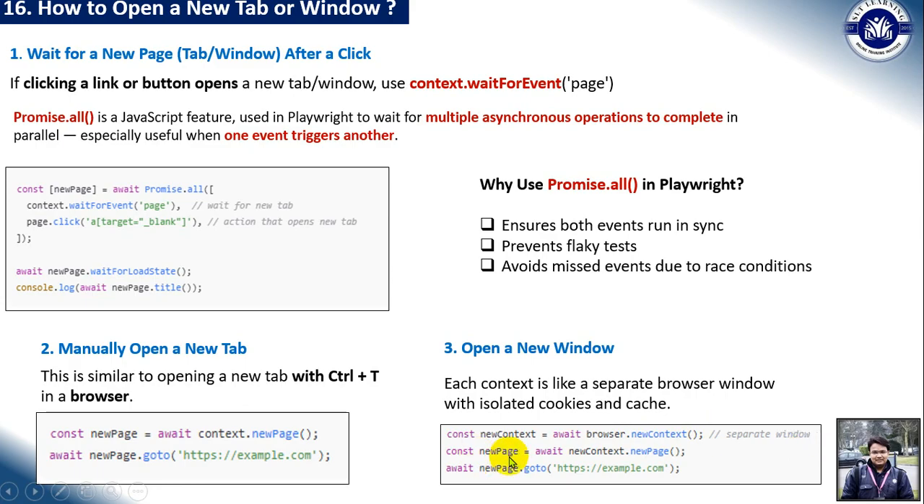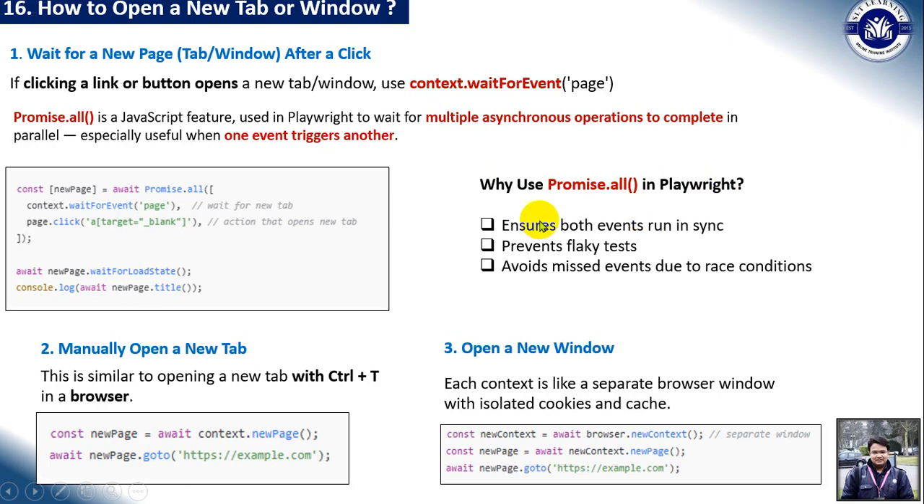Then we can create a new page from that context. It says newContext.newPage(), and we are using the new page to go to the URL. So this is another way to utilize the context.